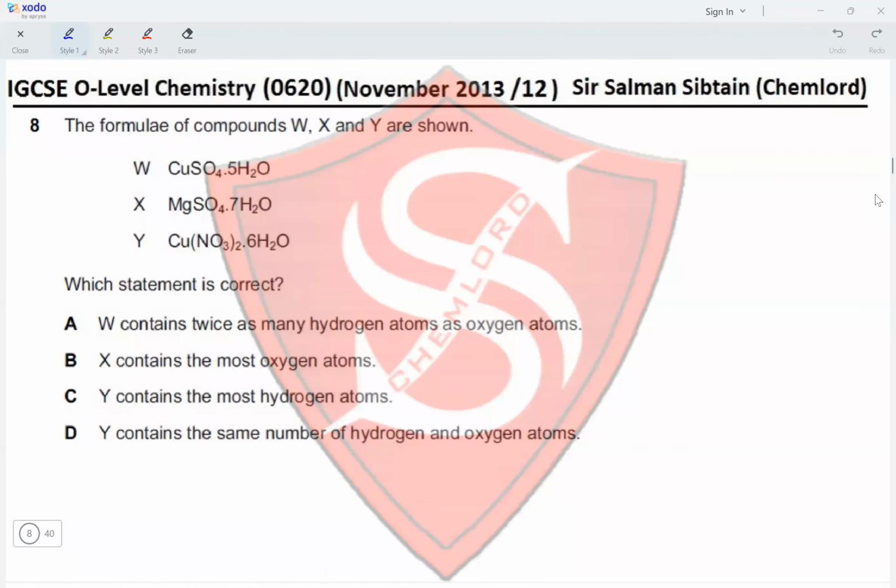Question 8. The formulas of compounds W, X, and Y are shown. W is hydrated copper sulfate, X is hydrated magnesium sulfate, and Y is hydrated copper nitrate. Which statement is correct? W contains twice as many hydrogen atoms as oxygen atoms. So W contains 10 hydrogen, and the statement says W contains twice as many hydrogen as oxygen. So the number of oxygen is 5 plus 4, 9. So 9 oxygen. So this statement becomes incorrect.